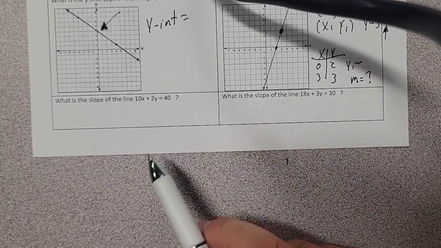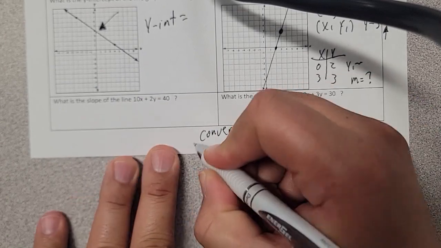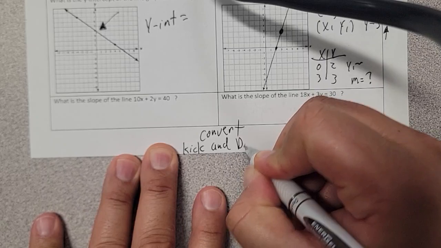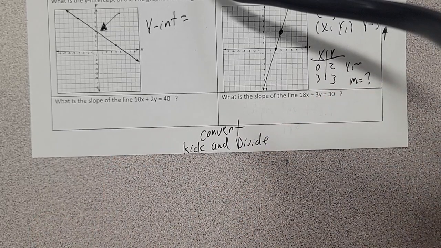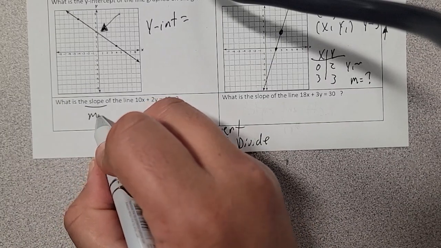And then over here, this is the kick and divide we're going to convert. So that's your kick and divide. All right, it's asking for the slope, so the slope is the m when you do the kick and divide.